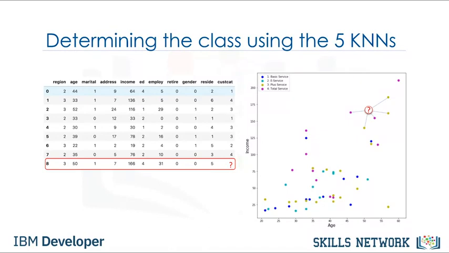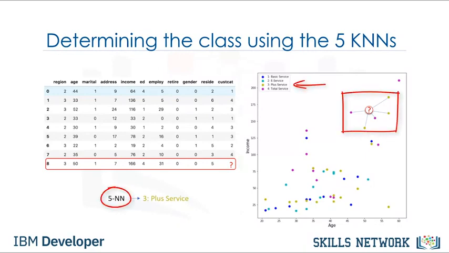Rather than choose the first nearest neighbor, what if we chose the 5 nearest neighbors and did a majority vote among them to define the class of our new customer? In this case, we'd see that 3 out of 5 nearest neighbors tell us to go for class 3, which is plus service. Doesn't this make more sense? Yes, in fact, it does. In this case, the value of k in the k-nearest neighbors algorithm is 5. This example highlights the intuition behind the k-nearest neighbors algorithm.